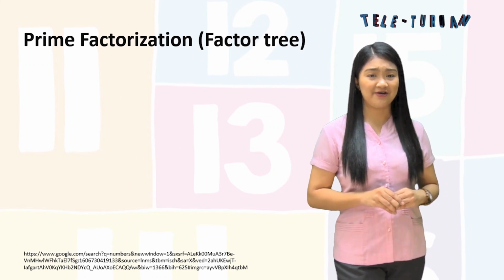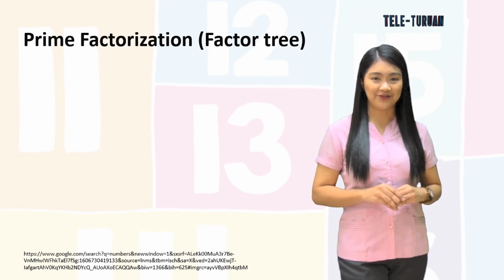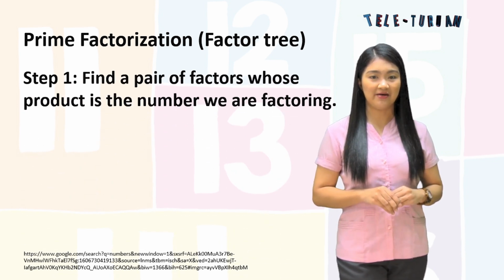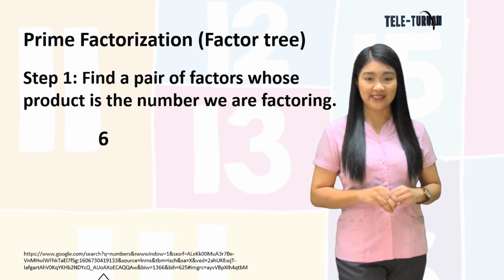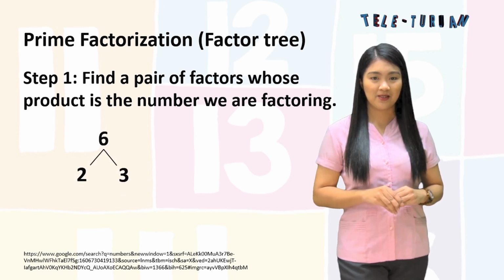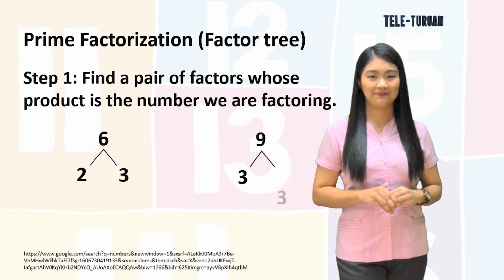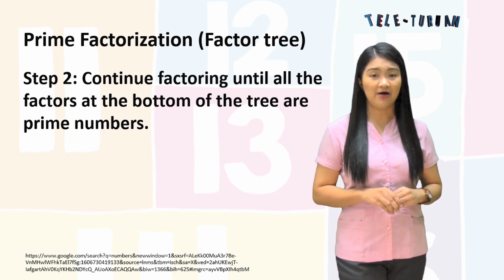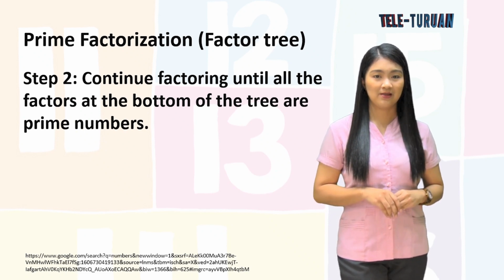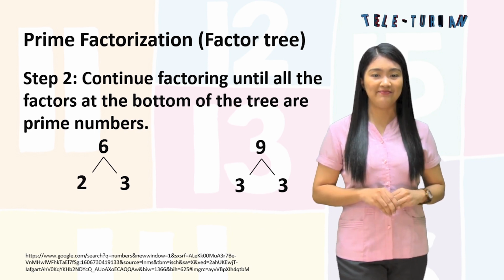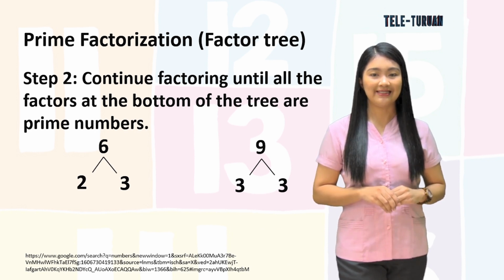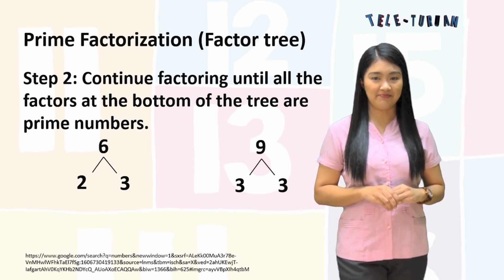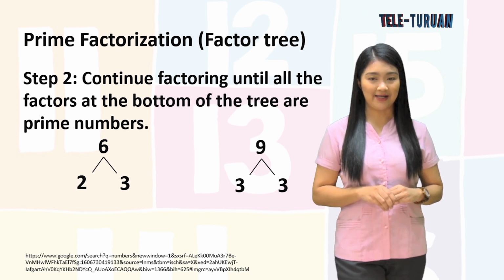Another method is the prime factorization. Let's use the factor tree. Step 1. Find a pair of factors whose product is the number we are factoring. For 6, we have 2 and 3. For 9, we have 3 and 3. Step 2. Continue factoring until the factors at the bottom of the tree are prime numbers. For 6, 2 and 3 are both prime numbers. So that is the end of the factor tree. For 9, 3 is a prime number. So that is the end of our factor tree.